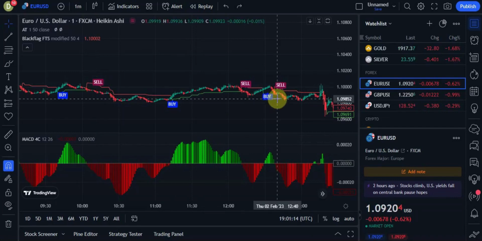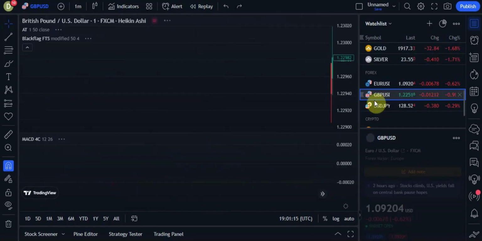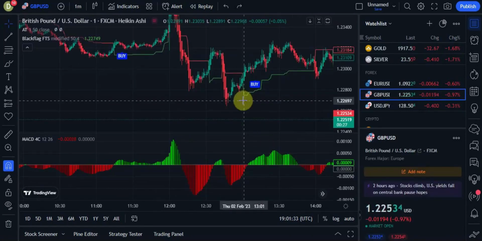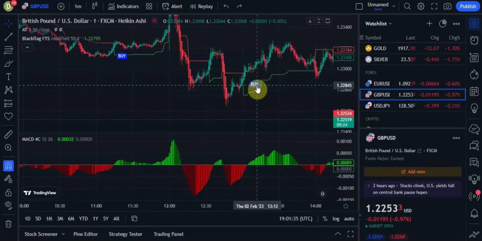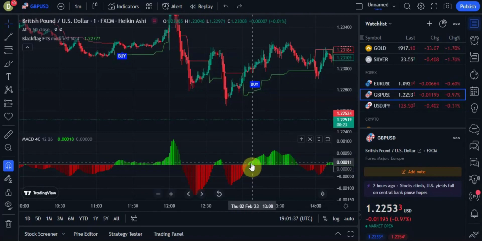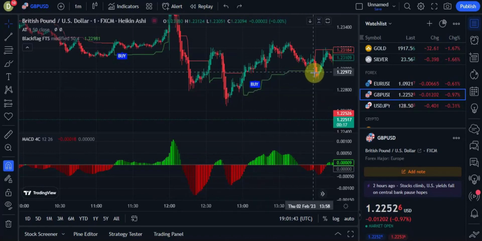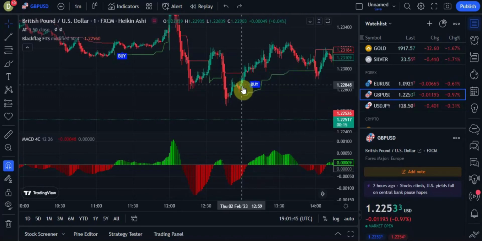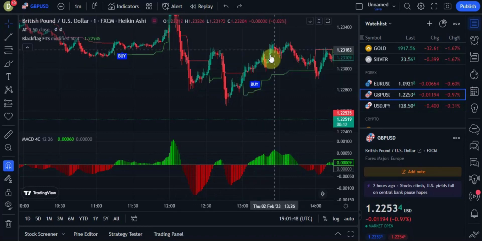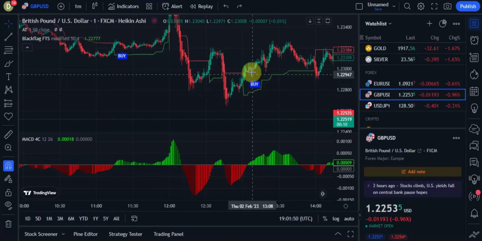And we could also take a look at our GBP USD chart. And if you take a look right here, our alpha trend is giving us another buy signal, and down here you can see the MACD4C is above the zero line, the histogram is green and above the zero line, and also for our black flag indicator, the line is green, and we have our market going above that. Okay, so we know here's another great buy signal.